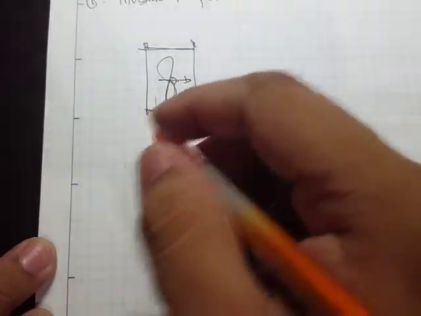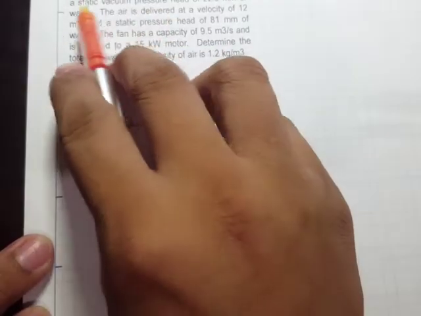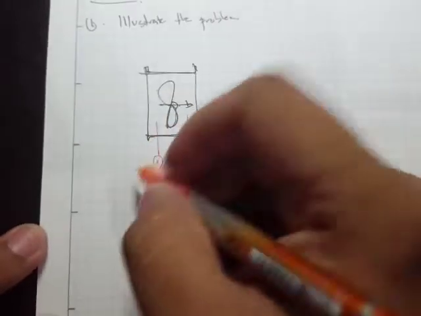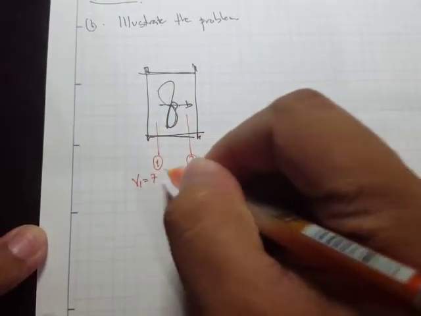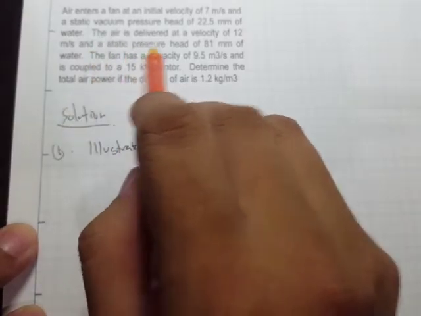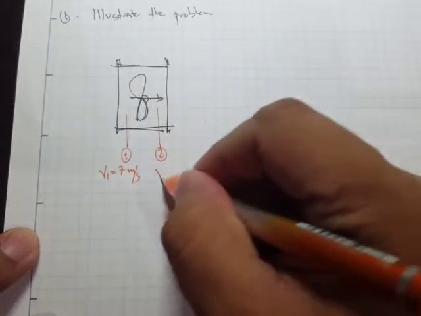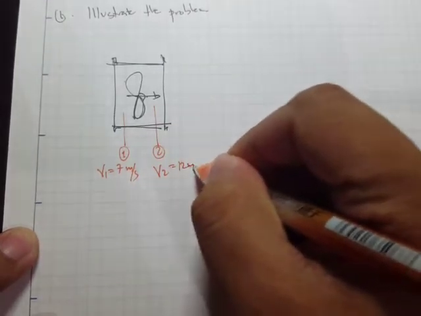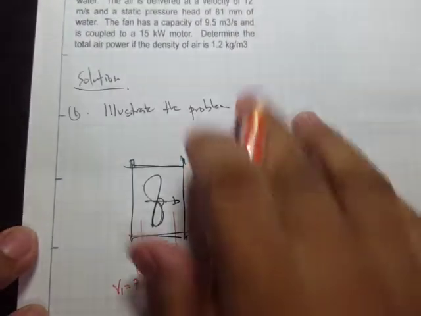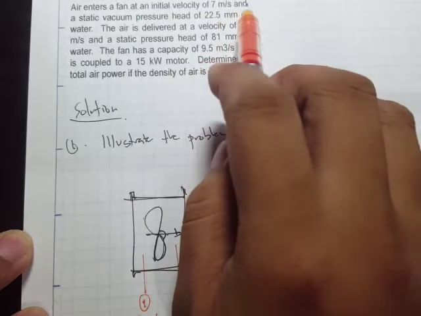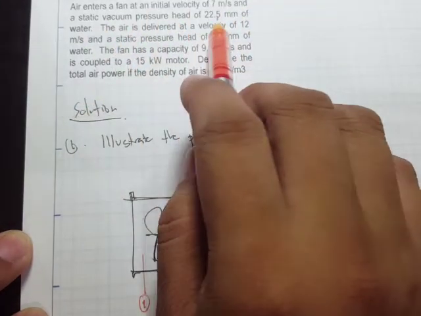Right. So at point one, it says here that air enters a fan at an initial velocity of 7 meters per second. So therefore, V1 is equal to 7 meters per second. And it says here the air is delivered at a velocity of 12 meters per second. So for our point 2, that's going to be 12 meters per second. And what else? It says air enters the fan at an initial velocity of 7 meters per second and a static vacuum pressure head of 22.5.